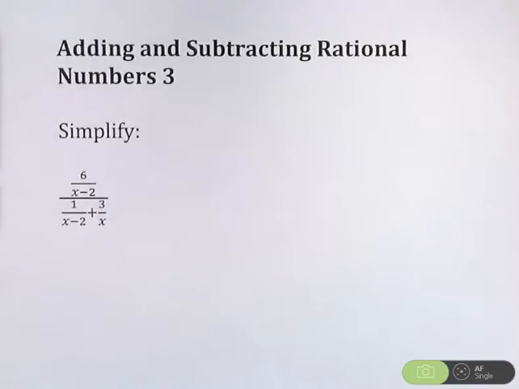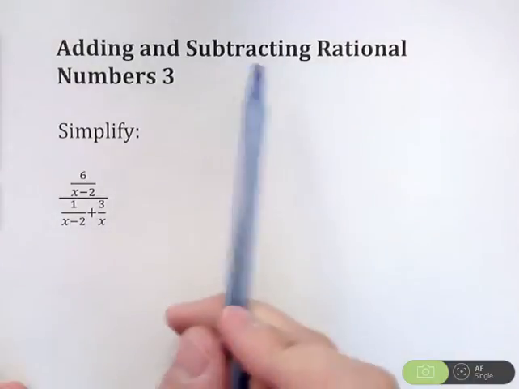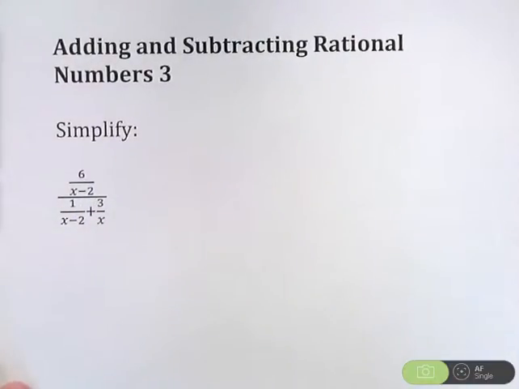Alright, this is going to be adding and subtracting rational numbers. This is my third video on that, so if you haven't seen the other two, I suggest you watch those first. It might not look like it right away, but we're going to simplify this fraction.